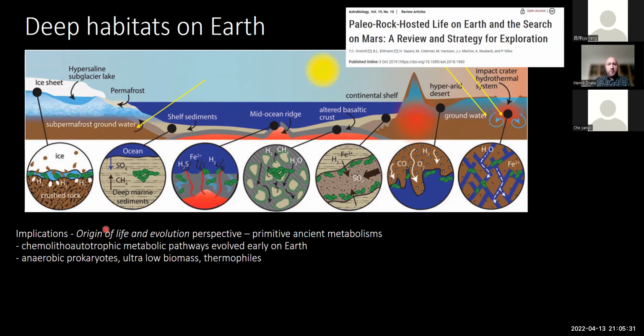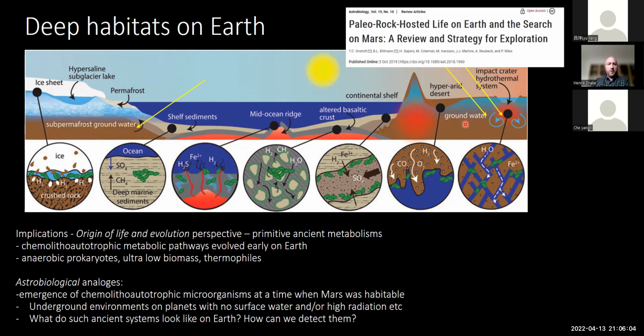There are some important implications of these studies. One is the origin of life and evolution perspective, because in these environments there are really primitive, ancient metabolisms. These are chemolithotrophic autotrophic metabolisms that go back to the earliest life forms on Earth, as we think. They are anaerobic, living in an environment with no oxygen and no light, which looks a bit more like the ancient Earth as we think of it.